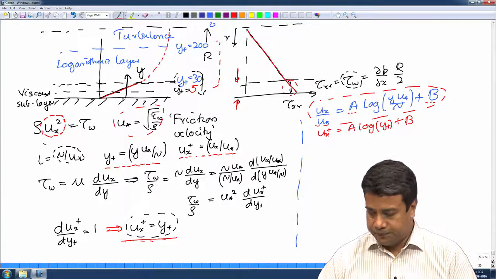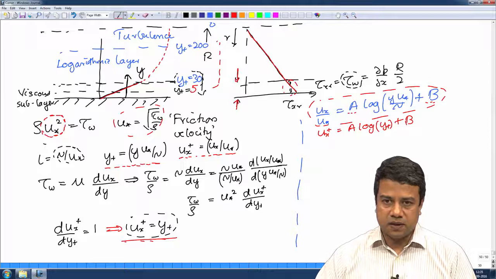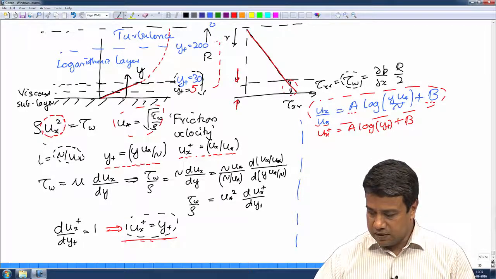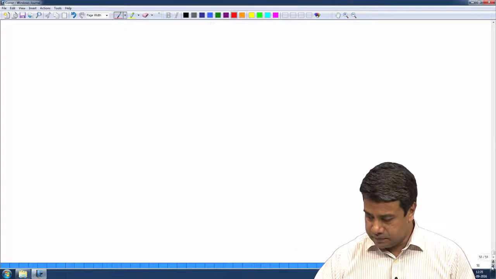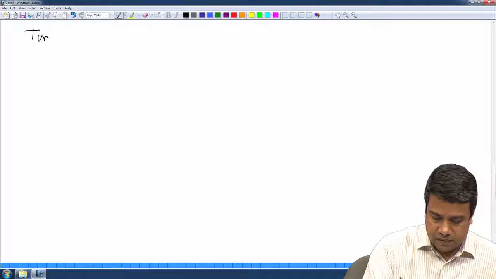So, we looked at steady flows. Laminar flow is steady. Turbulent flow is not steady, but on average it is a steady flow with an average velocity profile which has these features. So, next we will look at time dependent flows.